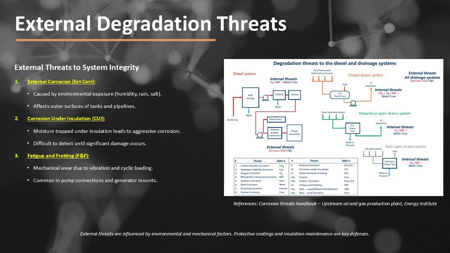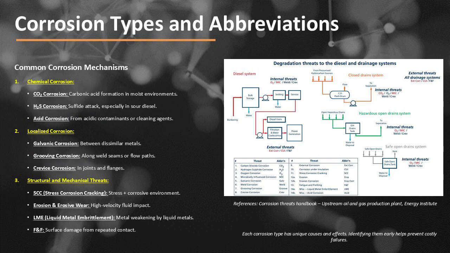Number 2 is, corrosion under insulation or CUI, moisture trapped under insulation leads to aggressive corrosion. Difficult to detect until significant damage occurs. Number 3 is, fatigue and fretting or FF, mechanical wear due to vibration and cyclic loading, common in pump connections and generator mounts.